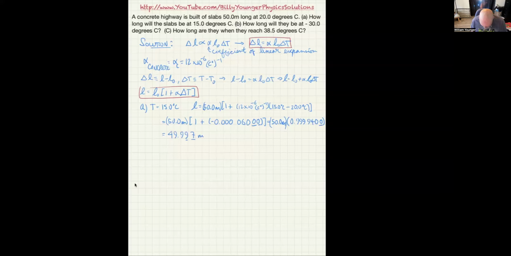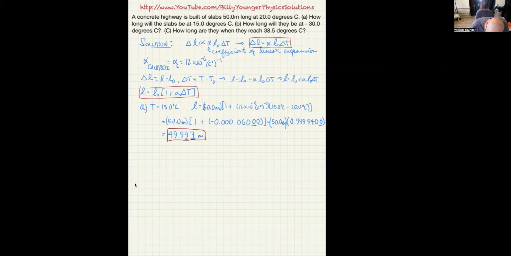But if we wrote that as sig figs dictate, we'd have to call it 50.0. So that's the length that it actually is going to have. But like I said, we did have to flirt with cheating on the sig fig rules to get it so you could even see it. Now let's do part B.